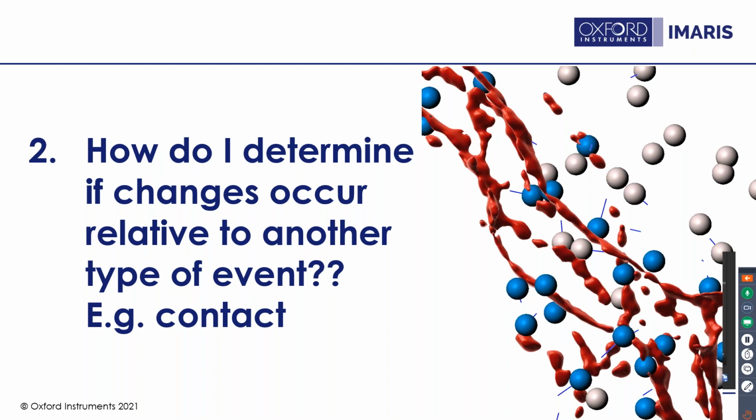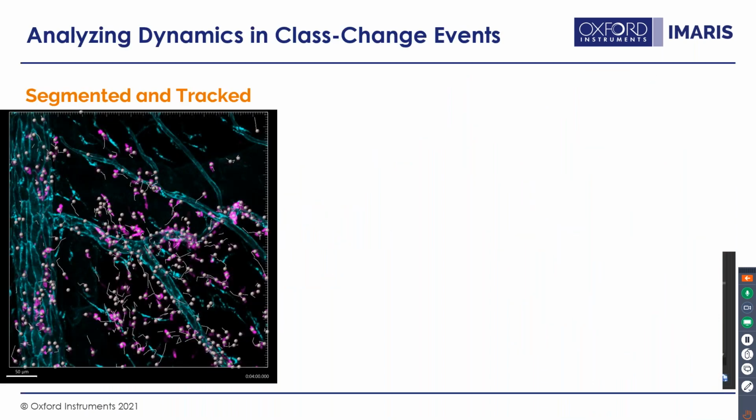So that's an example of contact. It could also be that you're looking at a protein turning on, and do you see an effect in a different protein? So the red channel increases, you classify that as an event, and then for the next step, you want to see if you see a decrease in another channel, or if you see more puncta in another channel, something like that. So how do we go about answering this question within Imaris?